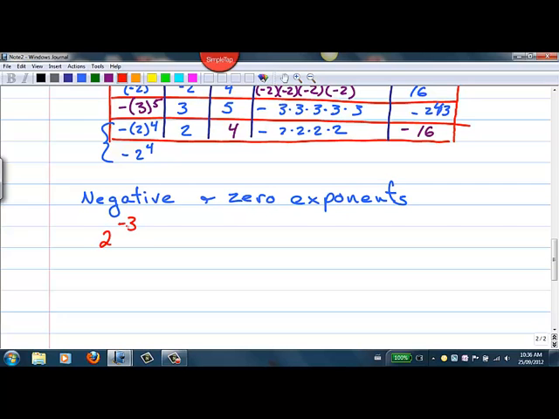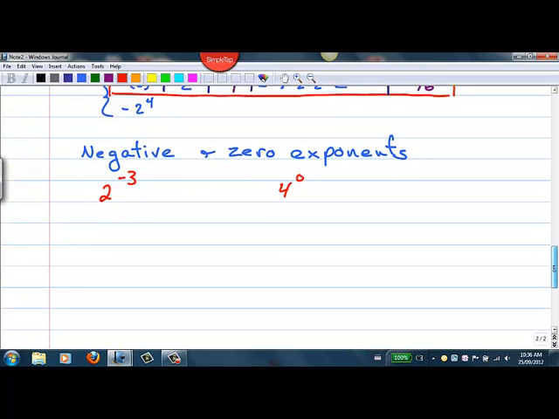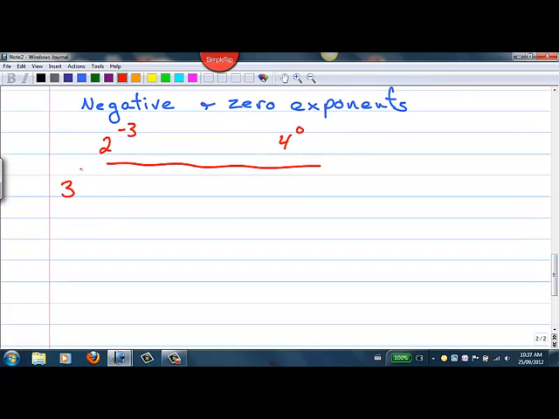Now, negative and 0 exponents. 2 to the -3, 4 to the 0. Okay, examples of a negative exponent and a 0 exponent. So let's take a look at how those things work. And we're just going to use a pattern here.